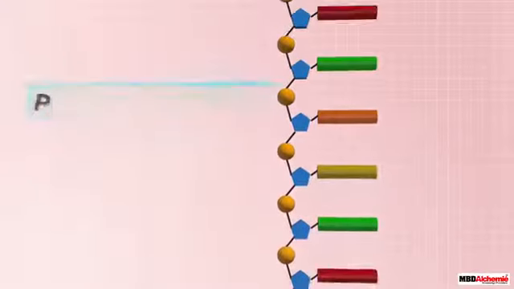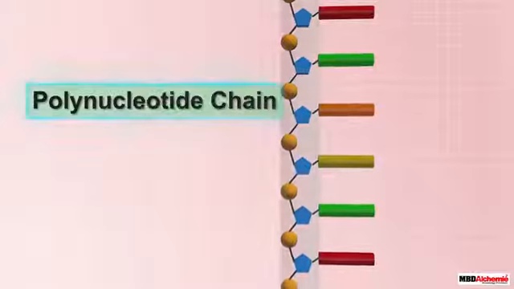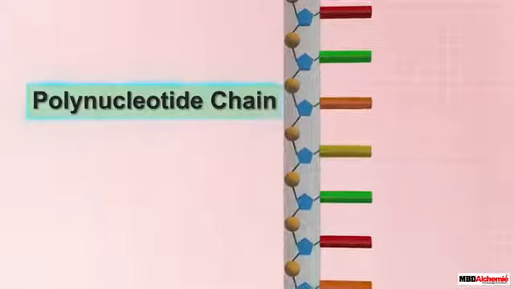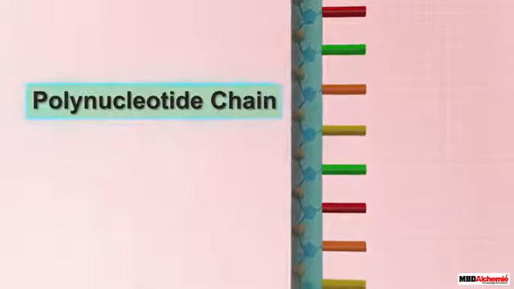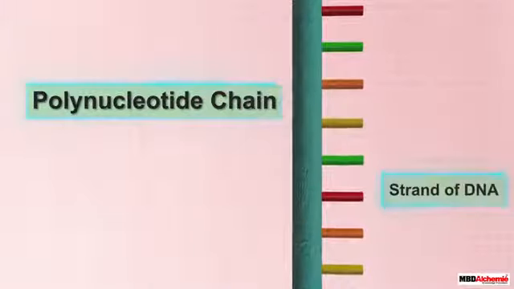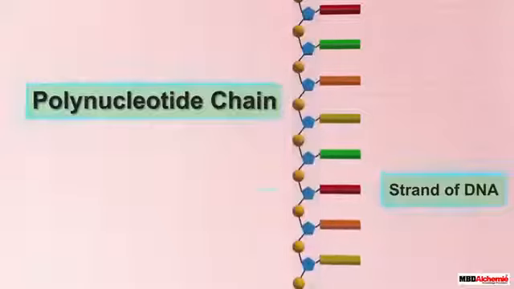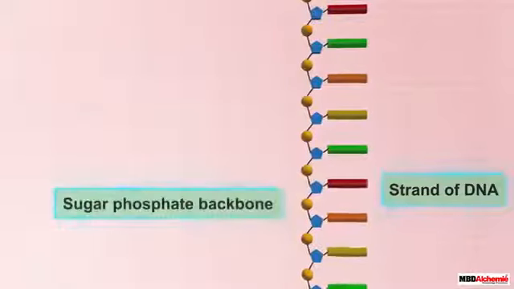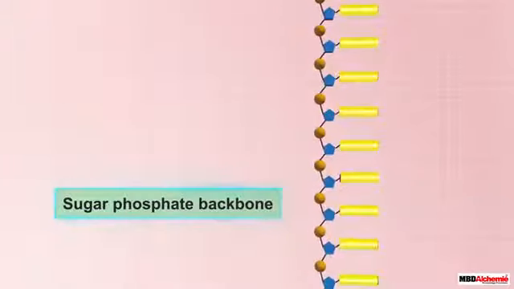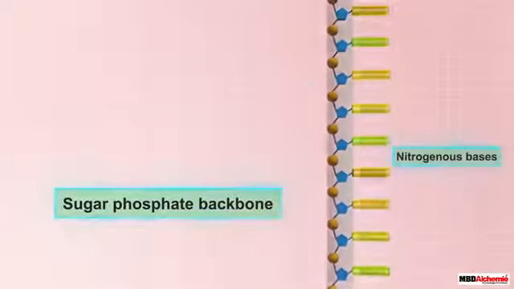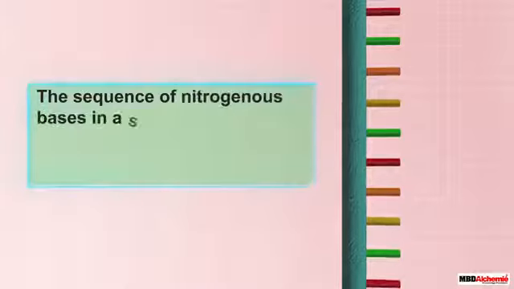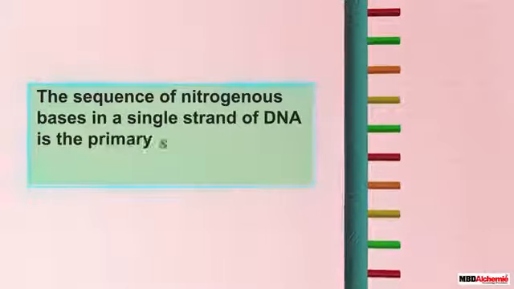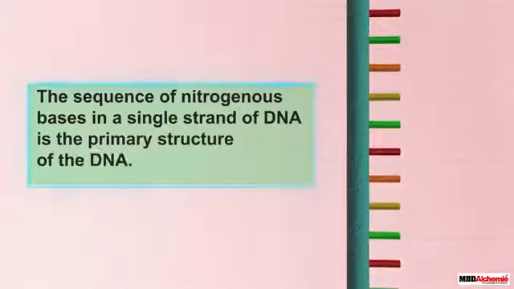so on. Gradually, a long chain of nucleotides or a polynucleotide chain is formed. This long chain of nucleotides is also called a strand of DNA. A strand of DNA, as you see, has a sugar-phosphate backbone to which nitrogenous bases are attached. The sequence of nitrogenous bases in a single strand of DNA is the primary structure of the DNA.